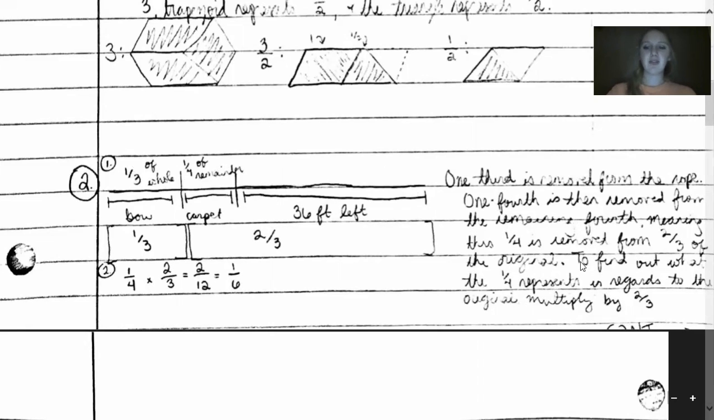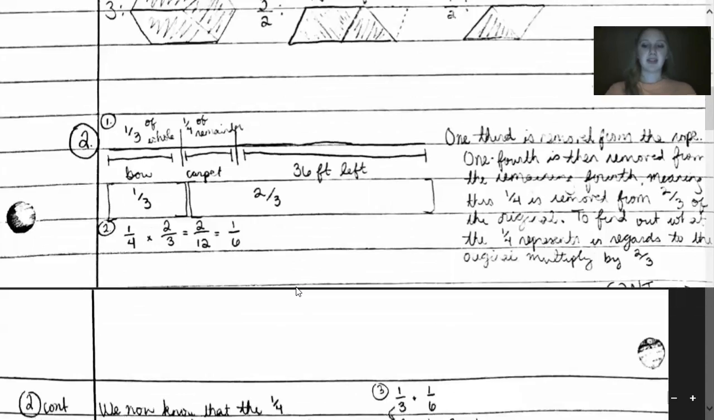So I've written over here that once the 1/4 has been removed, we know that the 1/4 was taken from 2/3 because we took 1/3 of the whole rope. That leaves 2/3. Well, we took 1/4 of those 2/3. Now we need to know what this 1/4 represents out of the entire thing. So we would multiply the 1/4 by 2/3 because we took 1/4 of, which means to multiply, 2/3, which equals 2/12, which simplified equals 1/6.